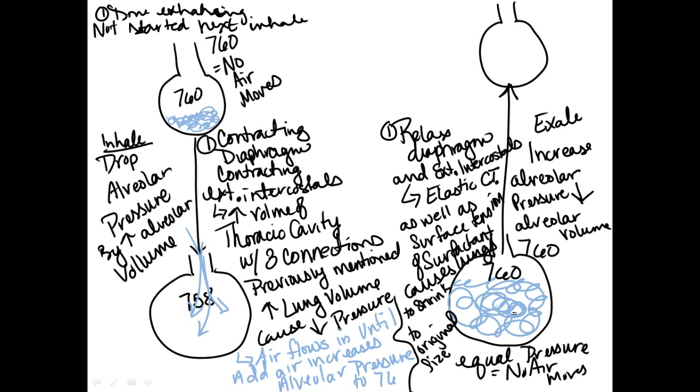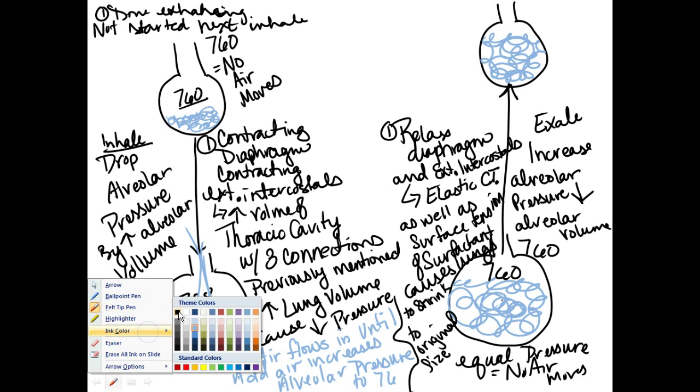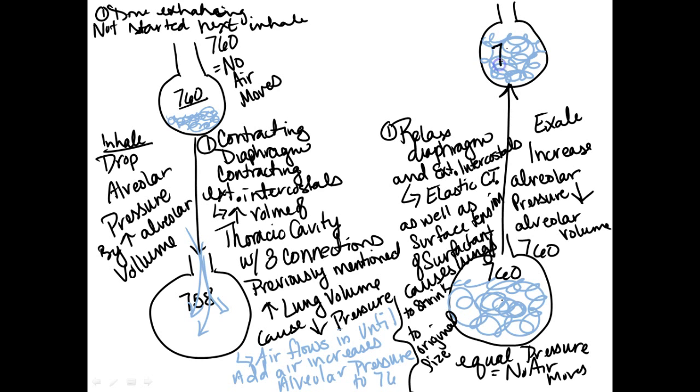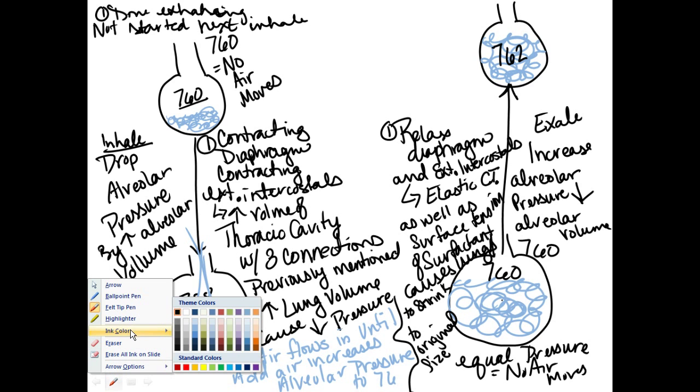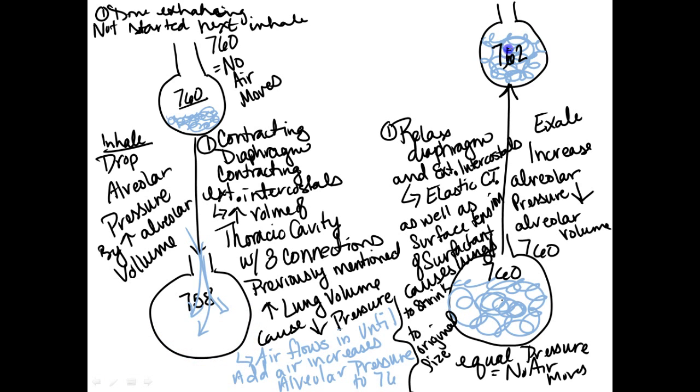Okay, but here's the thing. If I'm returning to my original size, why aren't I returning to my original pressure of 760? Well, what's different about these two? Well, I may have returned to my original size, but I returned to my original size with extra air. That means original size with extra air means higher pressure. So all of that extra air creates a pressure of 762. It's still 760 outside, which means air is going to leave.